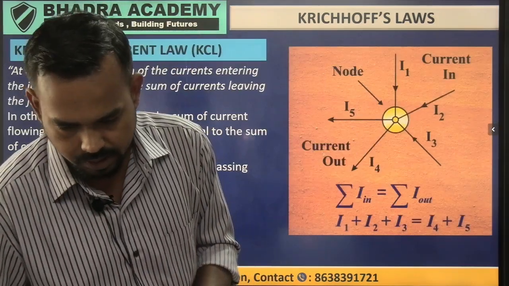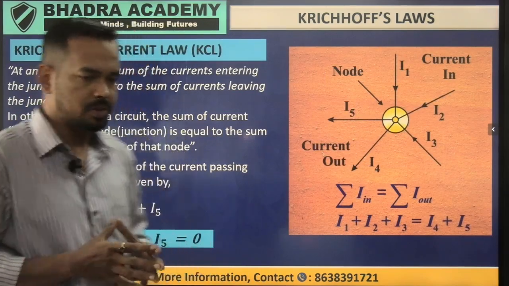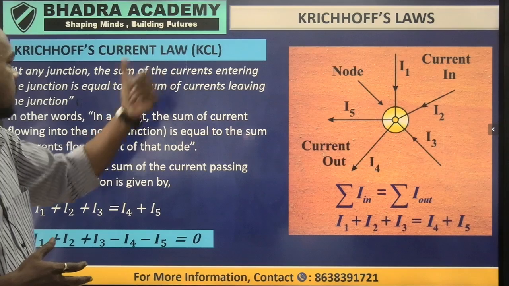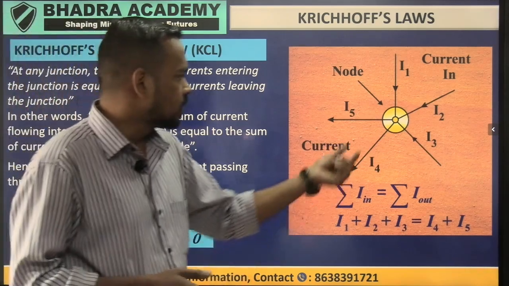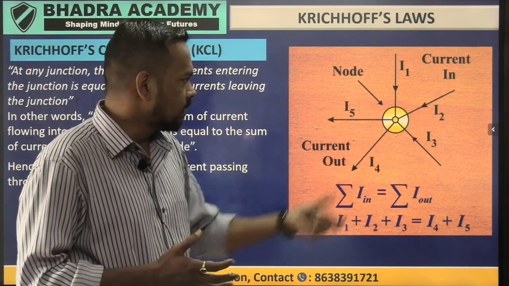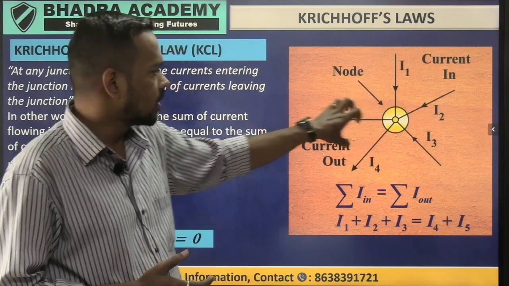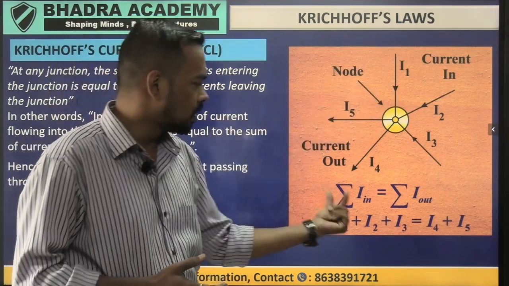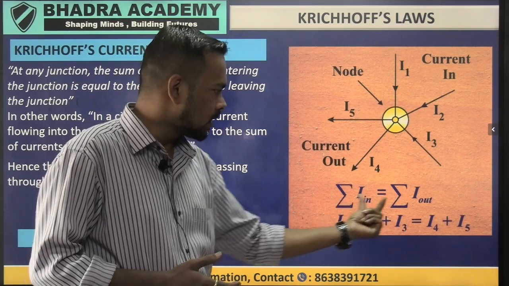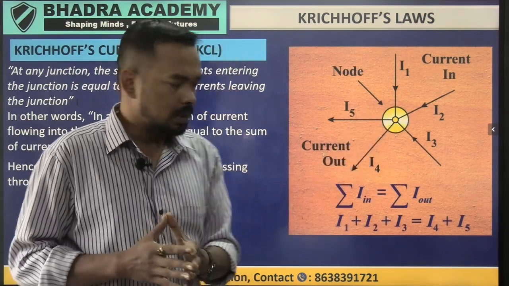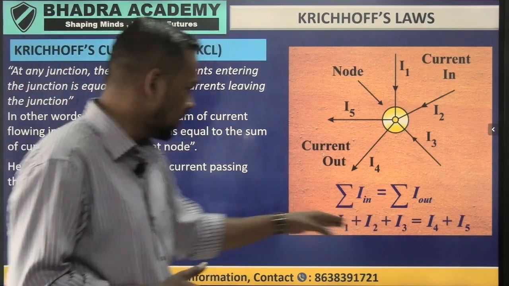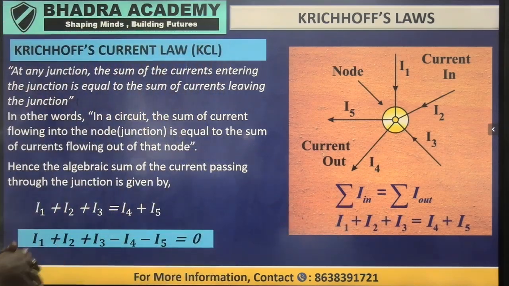Along with this, there is the second law, which is known as Kirchhoff's current law or KCL, also known as the junction rule. In this junction, the incoming currents and the outgoing currents are both equal, and therefore the algebraic sum, again if we take it, should come as 0. In words, in any junction the sum of the currents entering the junction is equal to the sum of the currents leaving the junction.